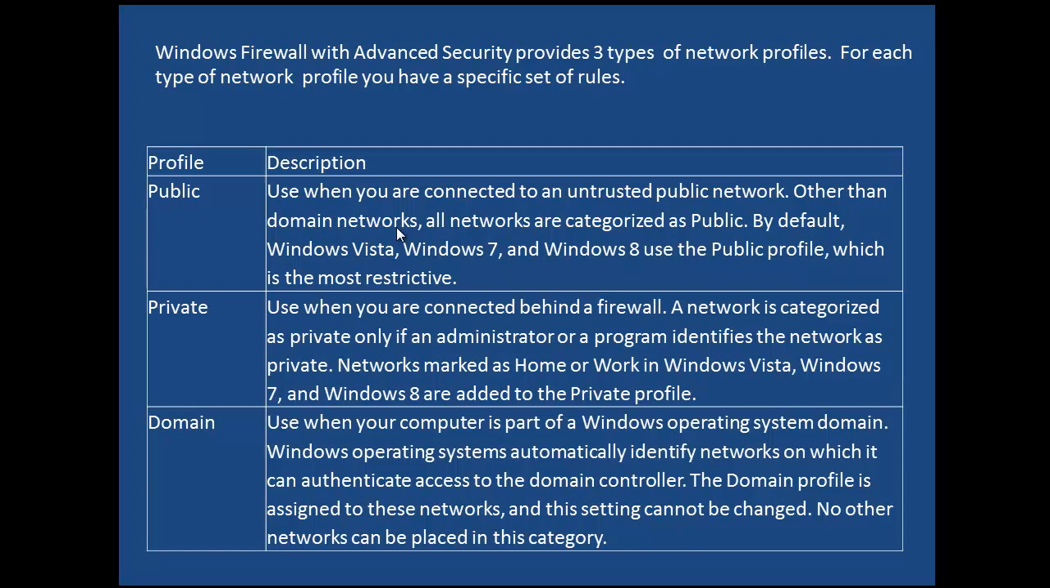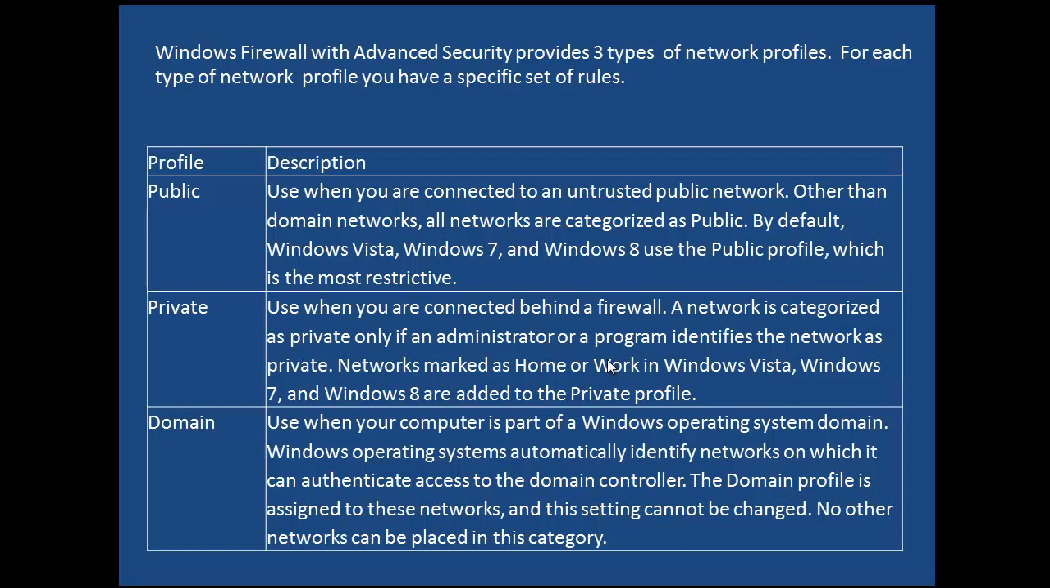And then you have a private profile. And this, again, is a set of rules that are configured for a private network. When you're setting up your firewall, you would have to identify that your network is a private network. And once your network is private, then the private profile rules will apply to your network.